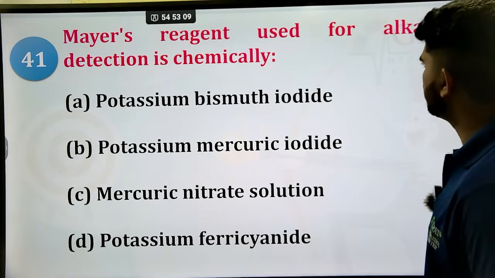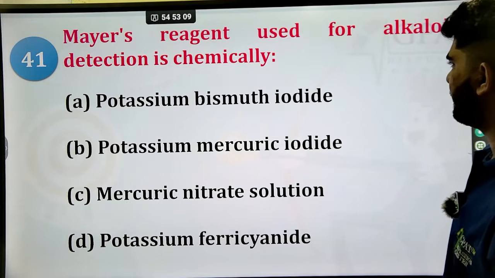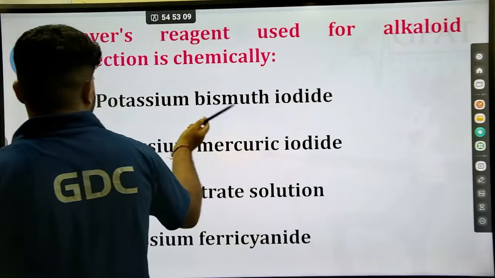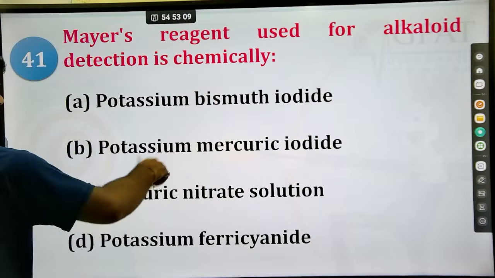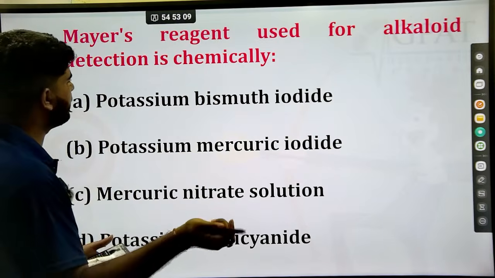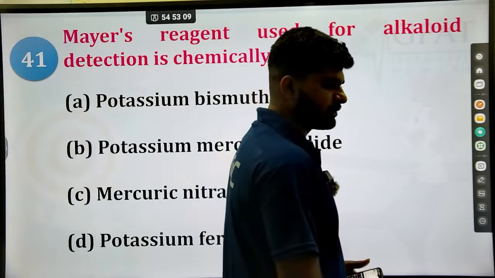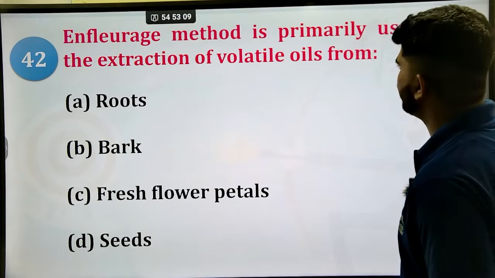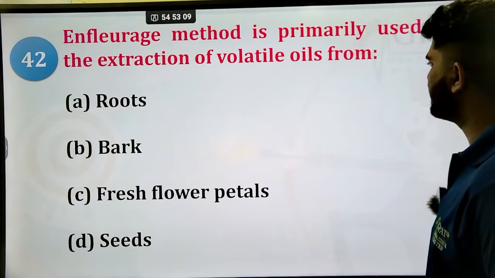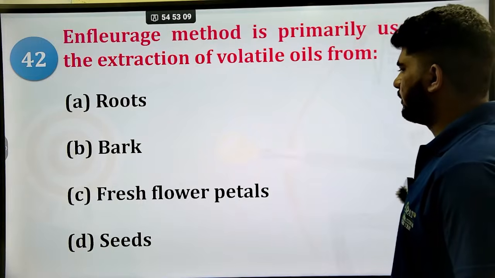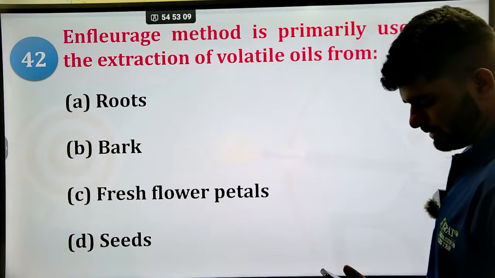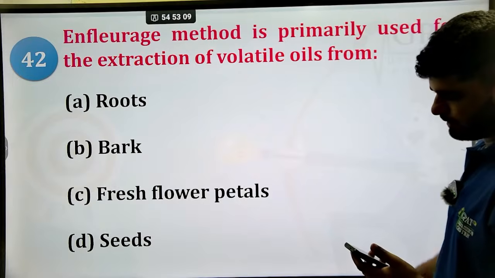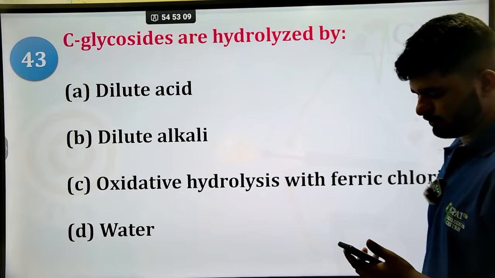Okay. Mayer's reagent useful for alkaloid detection is chemically what? Mayer reagent, guys. Potassium bismuth iodide? Potassium mercuric iodide, yes. Potassium mercuric iodide is your Mayer reagent, right? Simple. Now, the enfleurage method is primarily used for the extraction of volatile oils from roots, bark, fresh flower petals, or seeds, guys. That is your fresh flower petals over here, right?